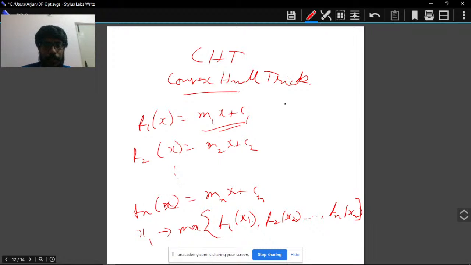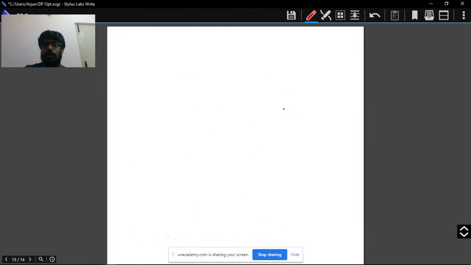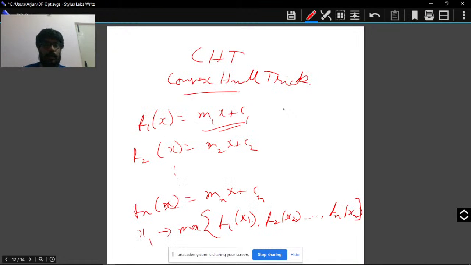We'll definitely look at some problems, and this is probably the most common DP optimization trick, and it's used in a lot of places. So even if you don't look at 1D CHTs, if you don't know CHT, you should definitely look at CHT and be very comfortable with CHT. So what do we do? How do we do this?